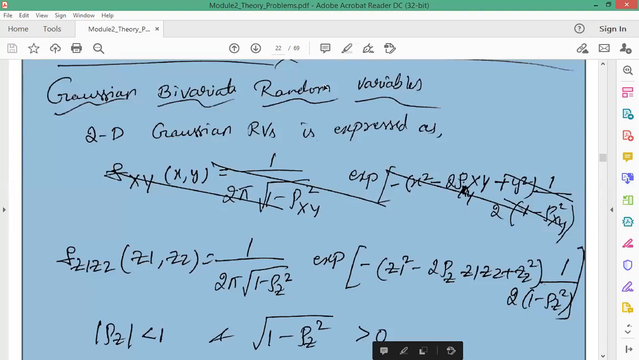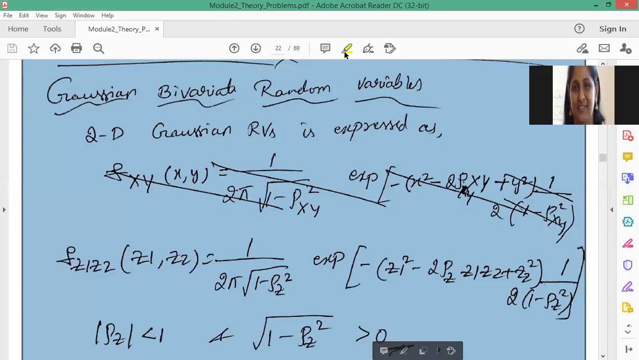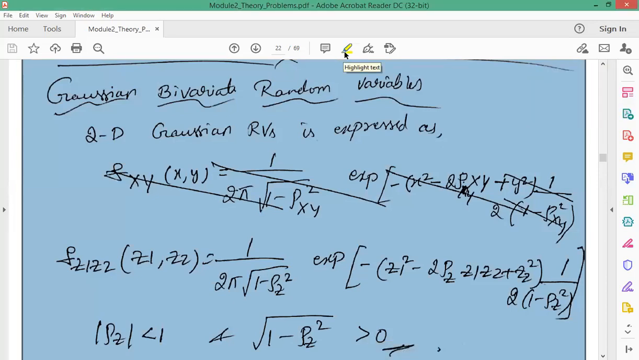Good morning, students. In the last class, we were discussing the rotational transformation function. Next we'll move on to the next topic, which is the Gaussian bivariate random variables. We have already discussed normalized Gaussian single random variables in module 1. Now we are extending the same concept to the bivariate Gaussian random variable.